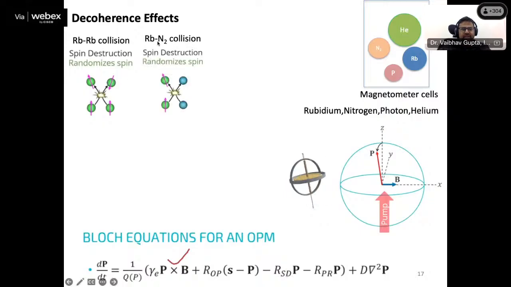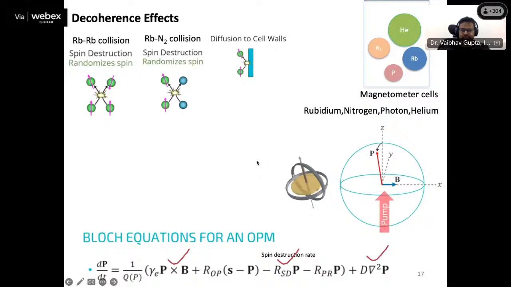Another thing which could happen is rubidium-nitrogen collision. These two collisions can also happen, and this will also destroy the spin. So this was rubidium, this is nitrogen, and after the collision with nitrogen, it changes its spin direction. This is denoted by this particular term, spin destruction.